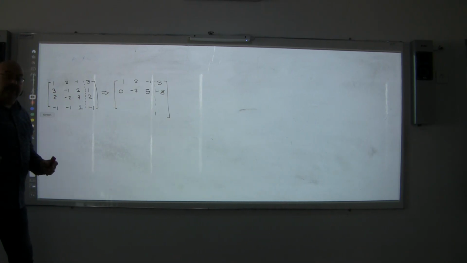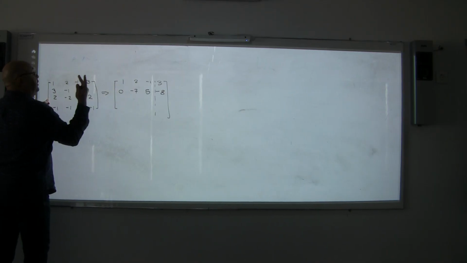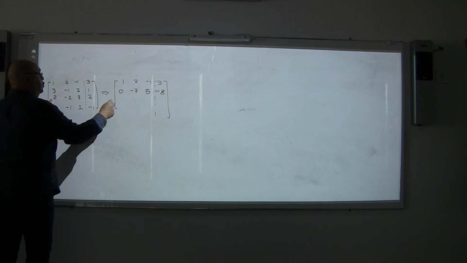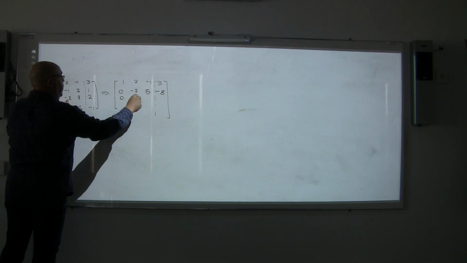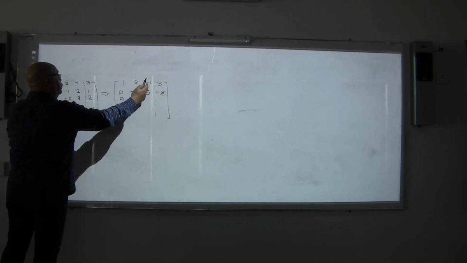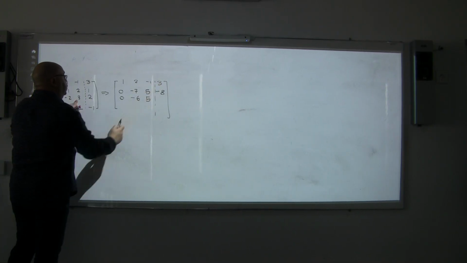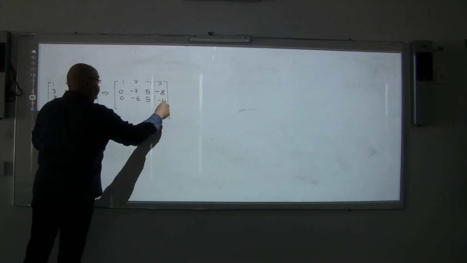In a similar manner, I will multiply the first row by negative 2 and add it to the positive 2. Negative 2 plus 2 is going to be 0. Negative 4 plus negative 2 is going to be negative 6. Negative 2 times negative 1 is positive 2, plus 3, so it's going to come up to 5. Negative 2 times 3 is going to be negative 6, plus 2, so it's going to come up to negative 4.